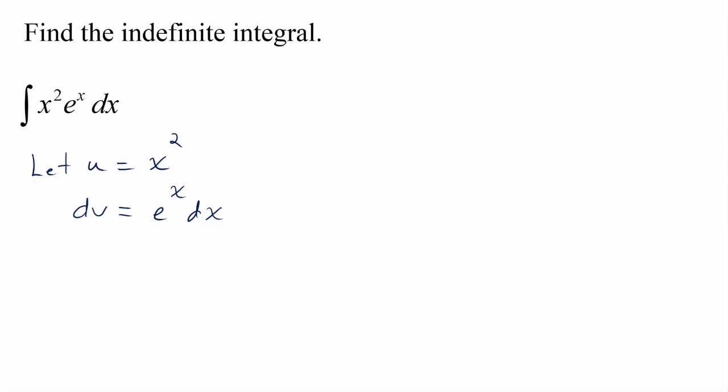We will now integrate dv. So v, the antiderivative of e to the x dx, is e to the x, and we will differentiate u.